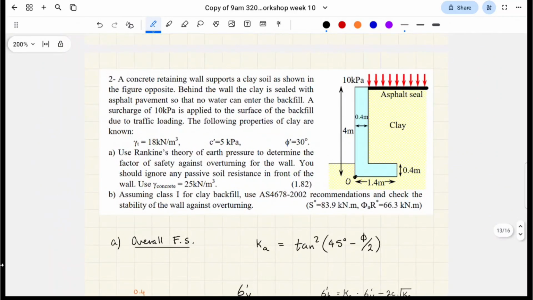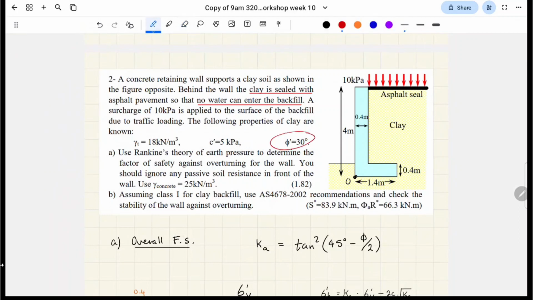Alright, let's move on. So the important thing about this question is that we're dealing with clay now instead of sand. What's interesting about this scenario, it's a bit more of an uncommon scenario, is that the clay is sealed so that no water can enter the backfill. So even though we're dealing with clay, we're actually doing drained analysis, okay? And so we'll be using all the material properties related to drained analysis, like c dash and phi dash, all that stuff.